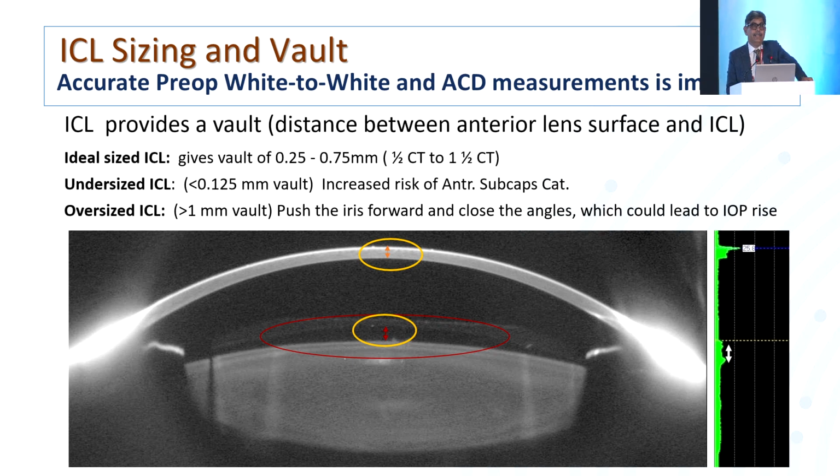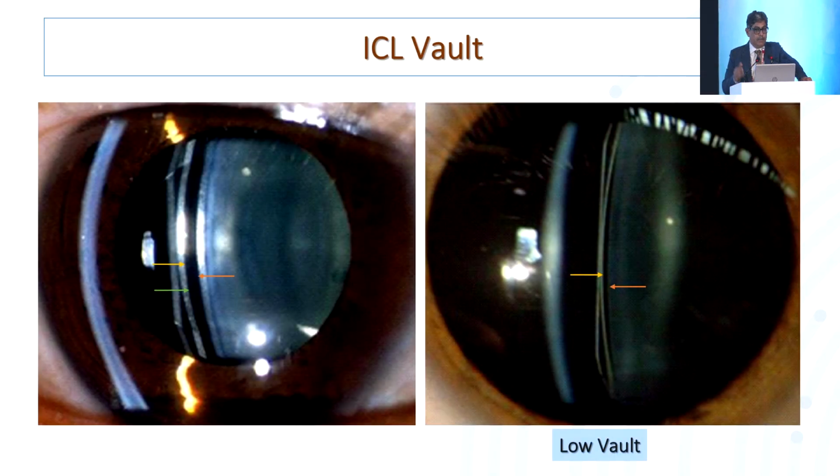An undersized ICL with a low vault will induce anterior subcapsular cataract formation, and an oversized ICL or a high vault will induce a rise in intraocular pressure and development of glaucoma, and the iris will be pushed further.